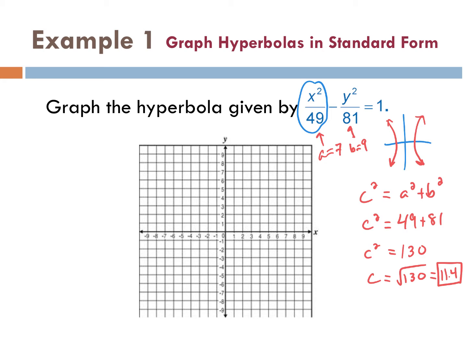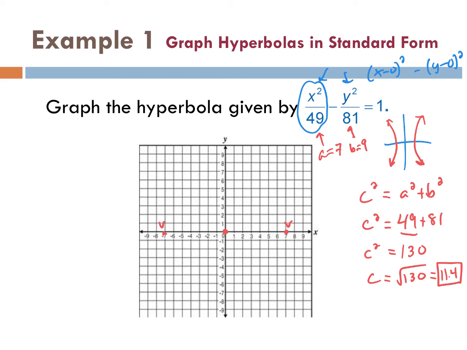So now let's try to sketch this. The center, notice we don't see anything in parentheses on top, so we're going to treat it as x minus 0 squared and y minus 0 squared. So the center here ends up being at the origin, 0, 0. From the center, your a value is going to be the distance to your first vertex. Since that a value is 7, we're going to go 7 units this way, plot a point, that's our first vertex, and we're going to go 7 units to the left and plot a point, that's going to be our second vertex.